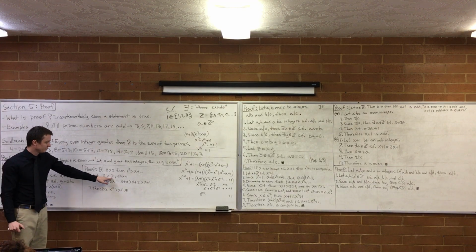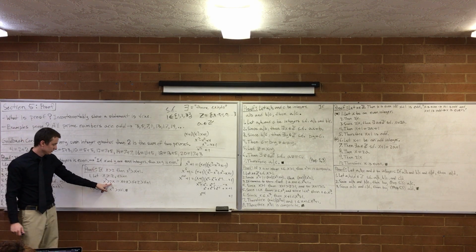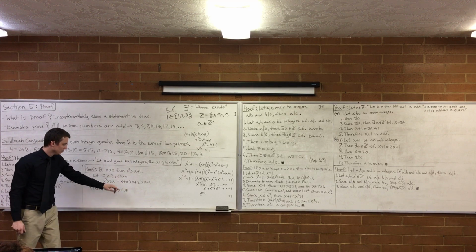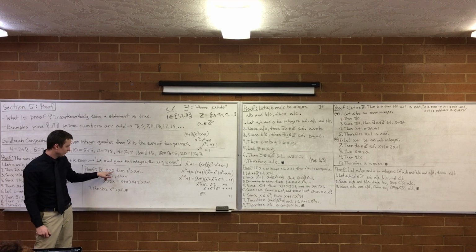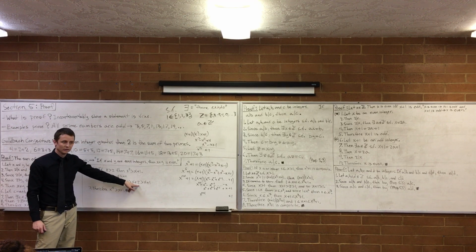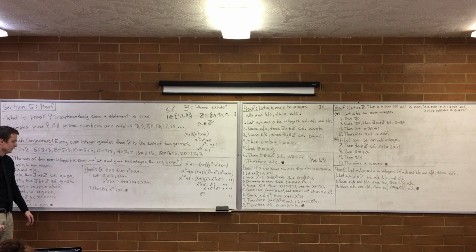So, let x be greater than 2. Then multiply both sides by x. x squared is greater than 2x. 2x can be rewritten as x plus x. We already know that x is greater than 2, so x plus x is greater than x plus 2. And we know that 2 is greater than 1, so x plus 2 is greater than x plus 1. Therefore, x squared is greater than x plus 1.